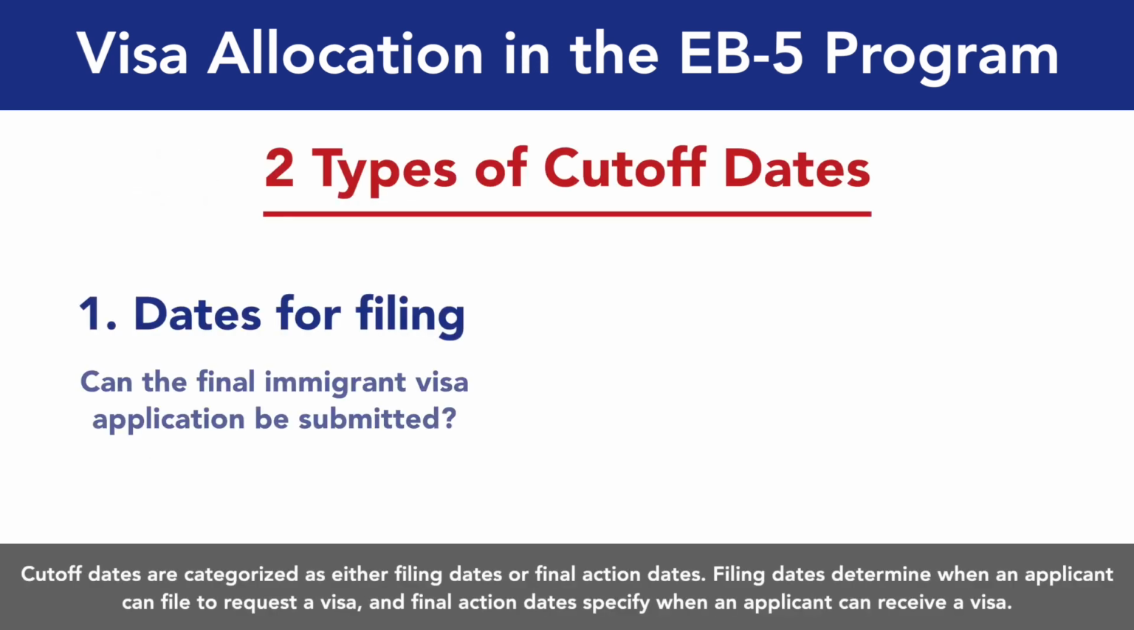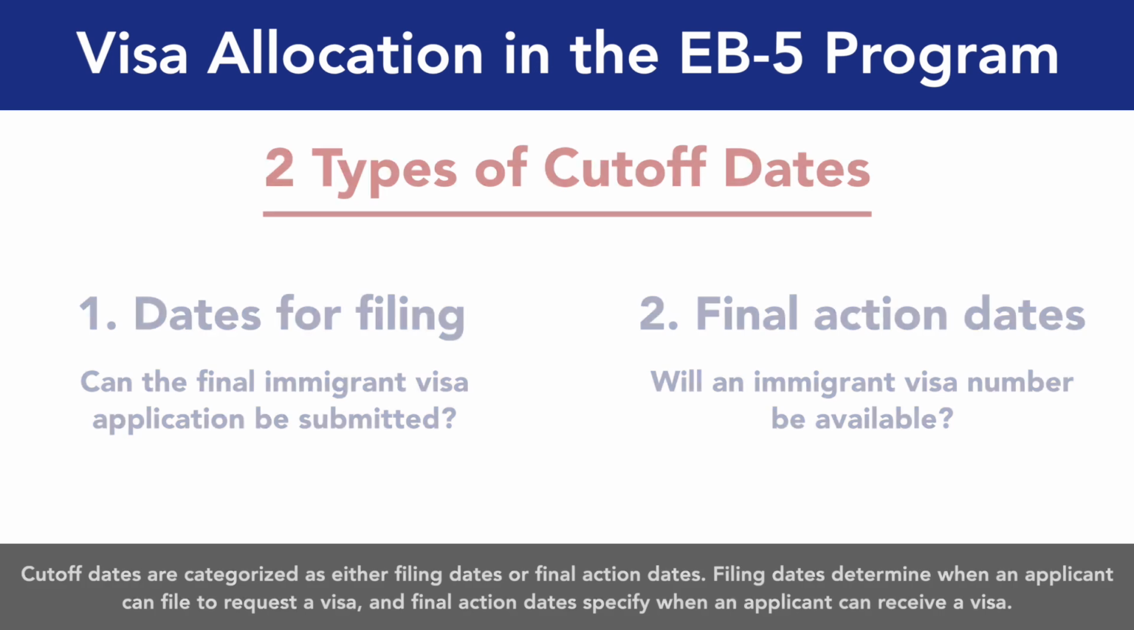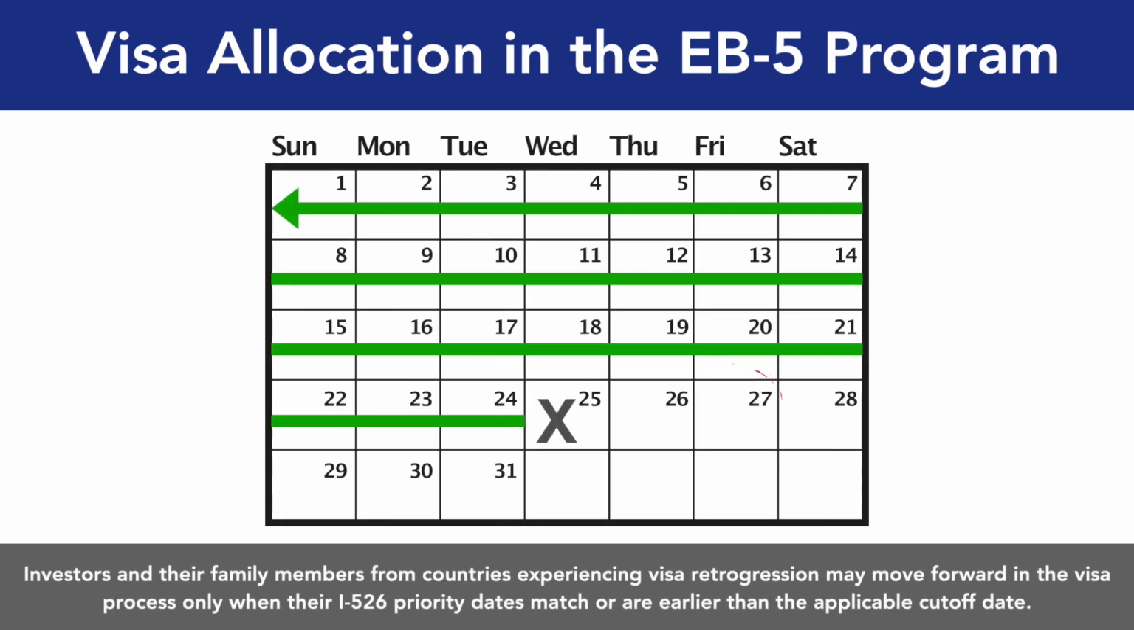Cutoff dates are categorized as either filing dates or final action dates. Filing dates determine when an applicant can file to request a visa, and final action dates specify when an applicant can receive a visa. Investors and their family members from countries experiencing visa retrogression may move forward in the visa process only when their I-526 priority dates match or are earlier than the applicable cutoff date.